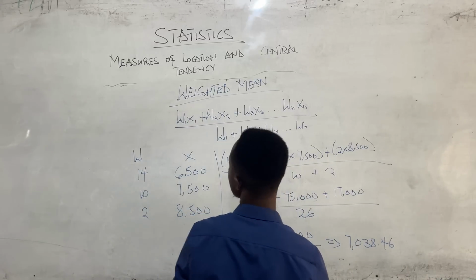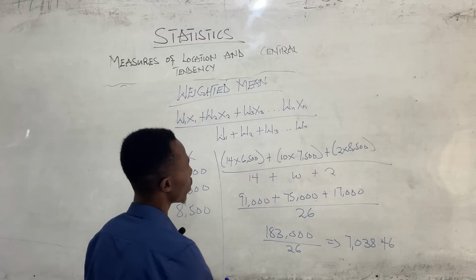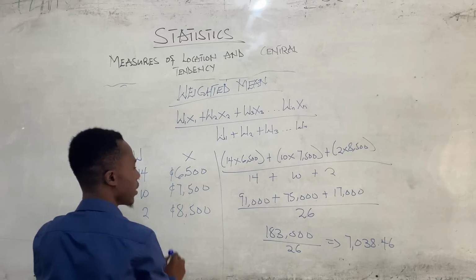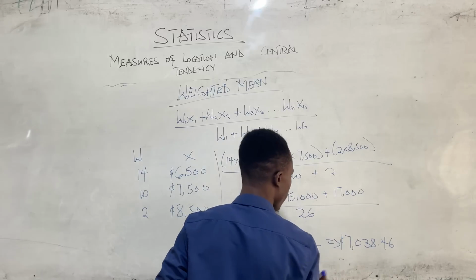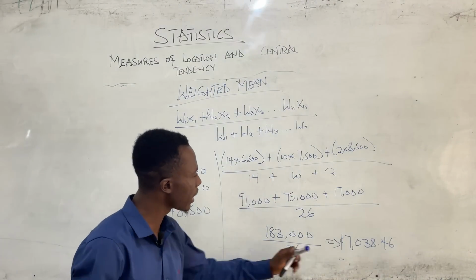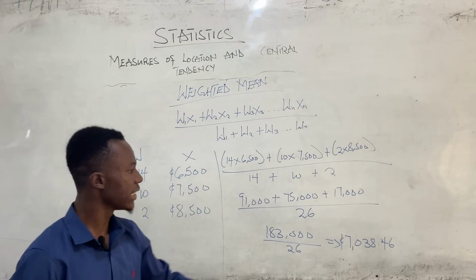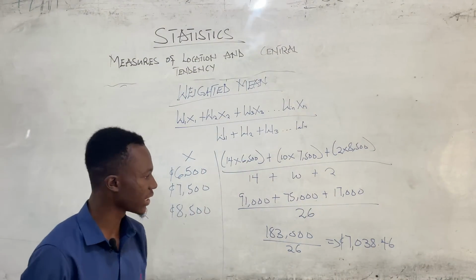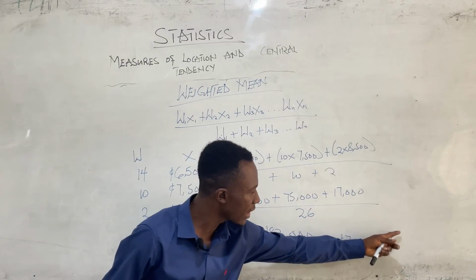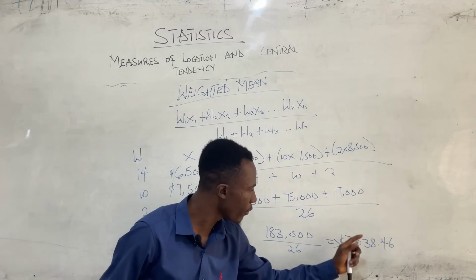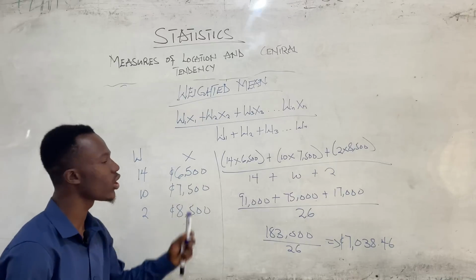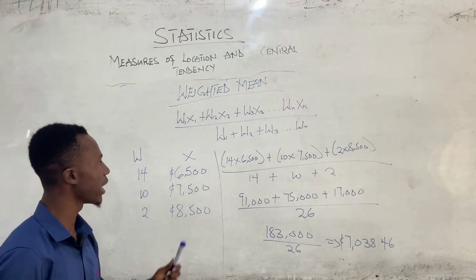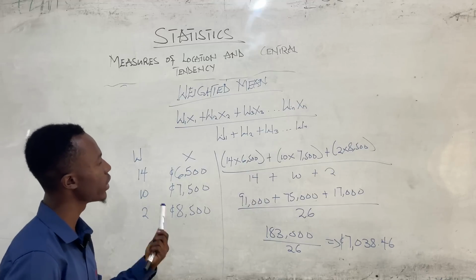7,038.46. Yes, so this is what we have, in Ghana cedis. If you are to interpret this answer, it means this 7,038.46 is the hourly salary for one employee in the organization. That is what we mean by weighted average or weighted mean.